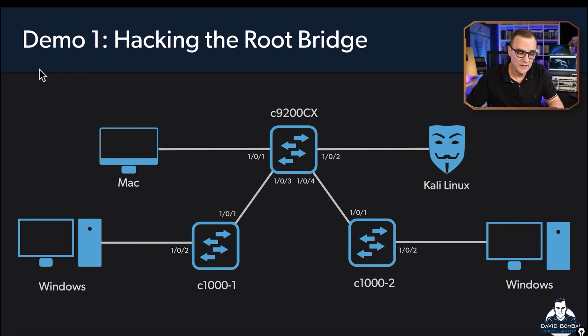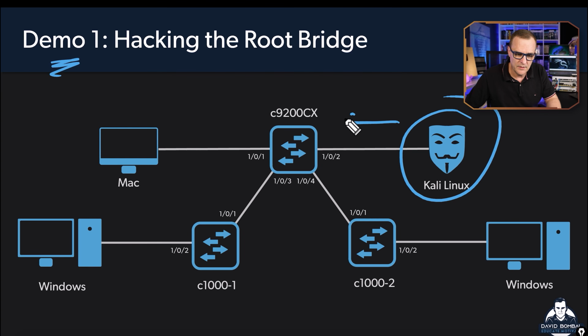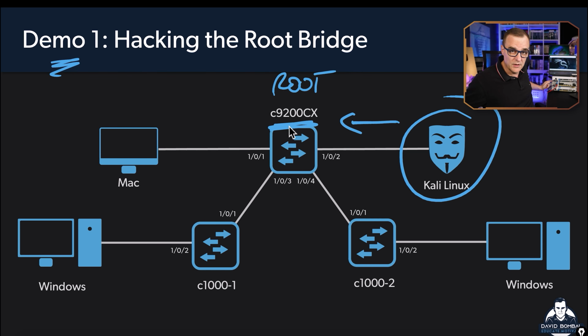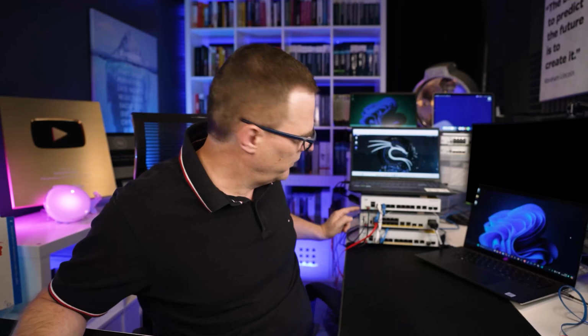Now, there's no better way, I think, to show this than to do a demonstration. In this example, I'm using Kali Linux, which is running over here on this laptop in a virtual machine. I'm going to send BPDUs from Kali using a Python script. At the moment, this switch, the 9200CX switch in the middle, is the root switch. But we're going to say that we are the root switch by sending superior BPDUs. So in our topology, we've got the 9200 over here.